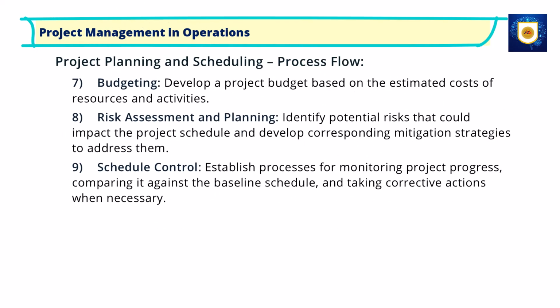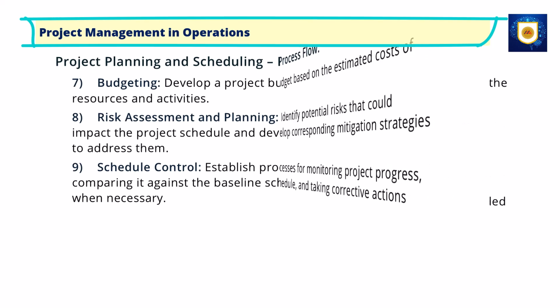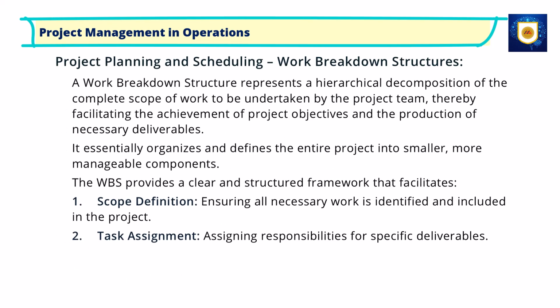7. Budgeting, develop a project budget based on the estimated costs of resources and activities. 8. Risk assessment and planning, identify potential risks that could impact the project schedule and develop corresponding mitigation strategies to address them. 9. Schedule control, establish processes for monitoring project progress, comparing it against the baseline schedule, and taking corrective actions when necessary. Work breakdown structures.